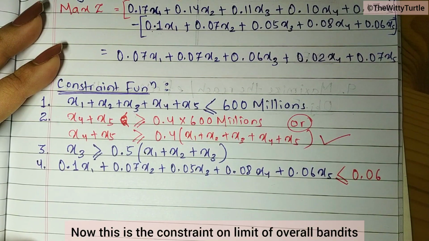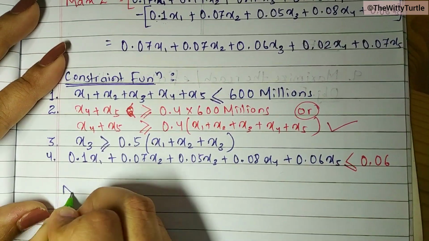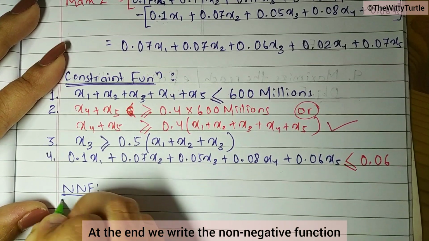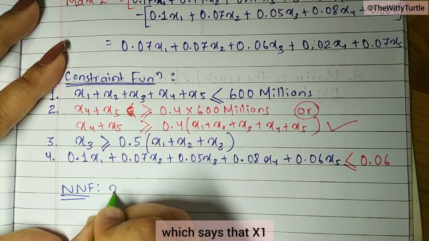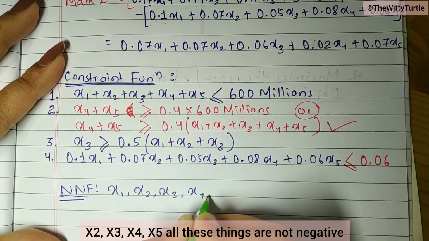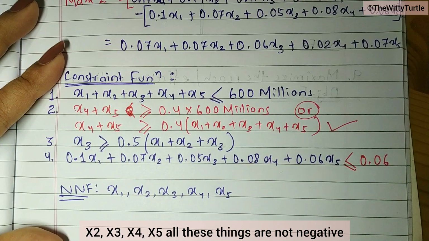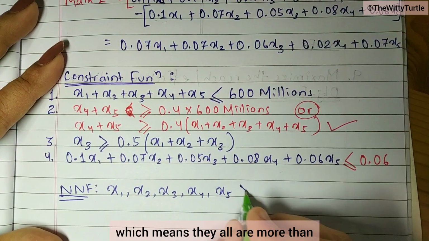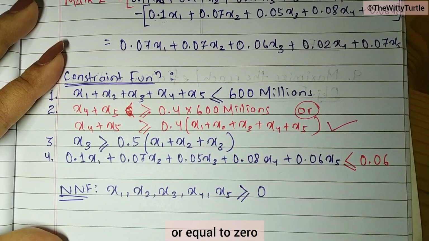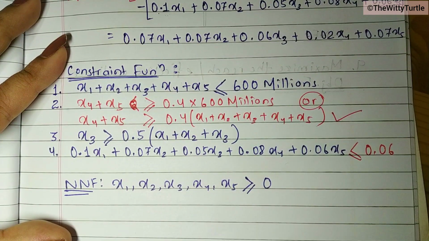Now, this is the constraint on limit of overall bad debts. And lastly, what do we write in every question? At the end, we write the non-negative function, which says that x1, x2, x3, x4, x5, all these things are not negative, which means they all are more than or equal to 0, right? I hope this question is solved now.